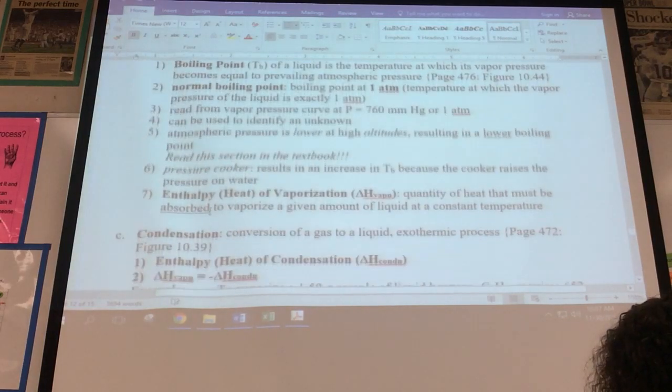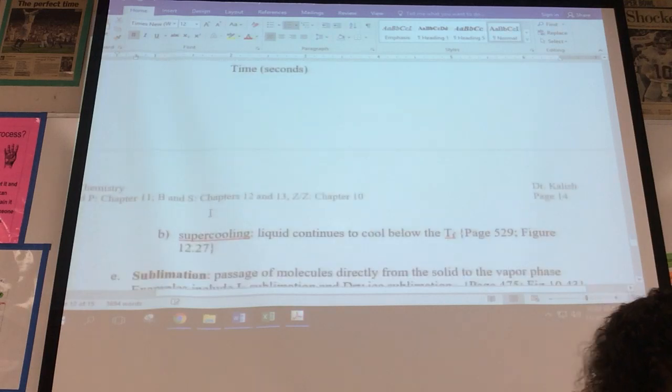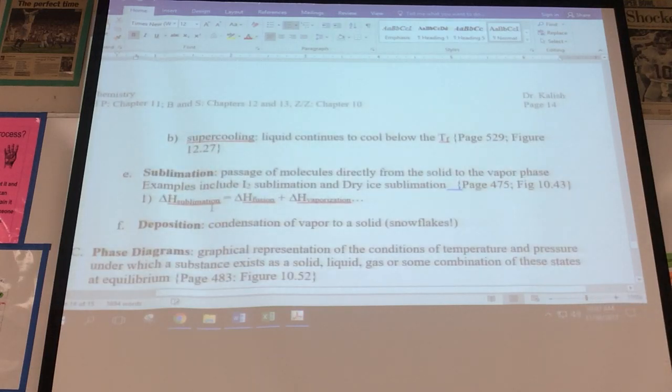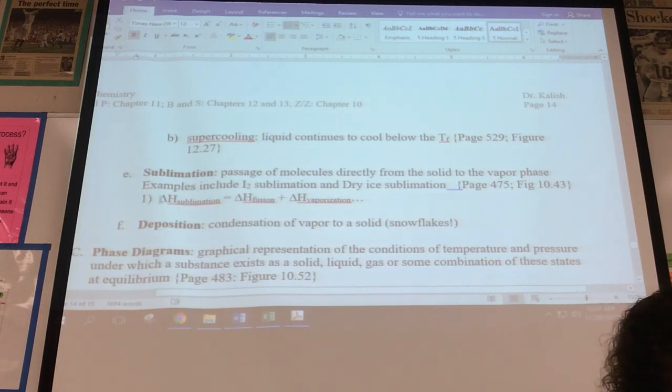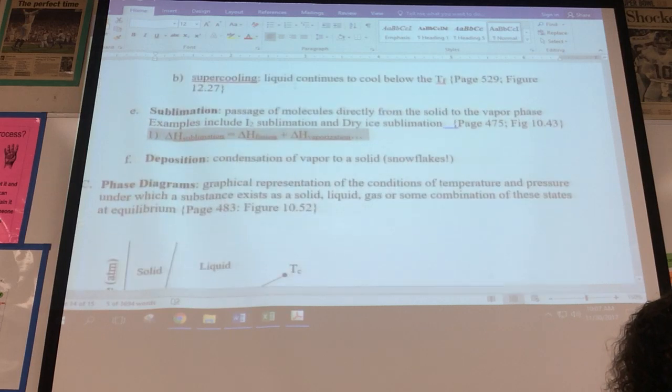We're not covering colligative properties. That's why your solution chapter is going to be so empty. And sublimation we had mentioned as well. We'll calculate delta H's of sublimation in our thermo chapter, so we're not going to worry about that.